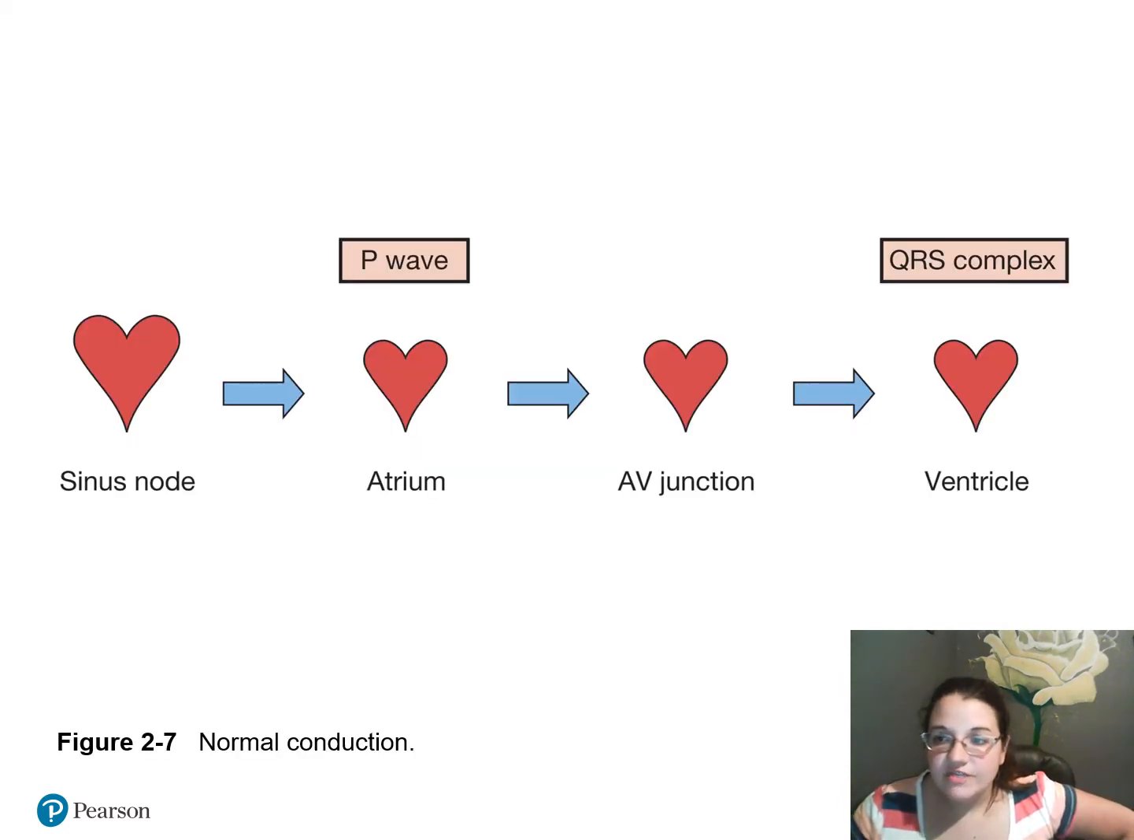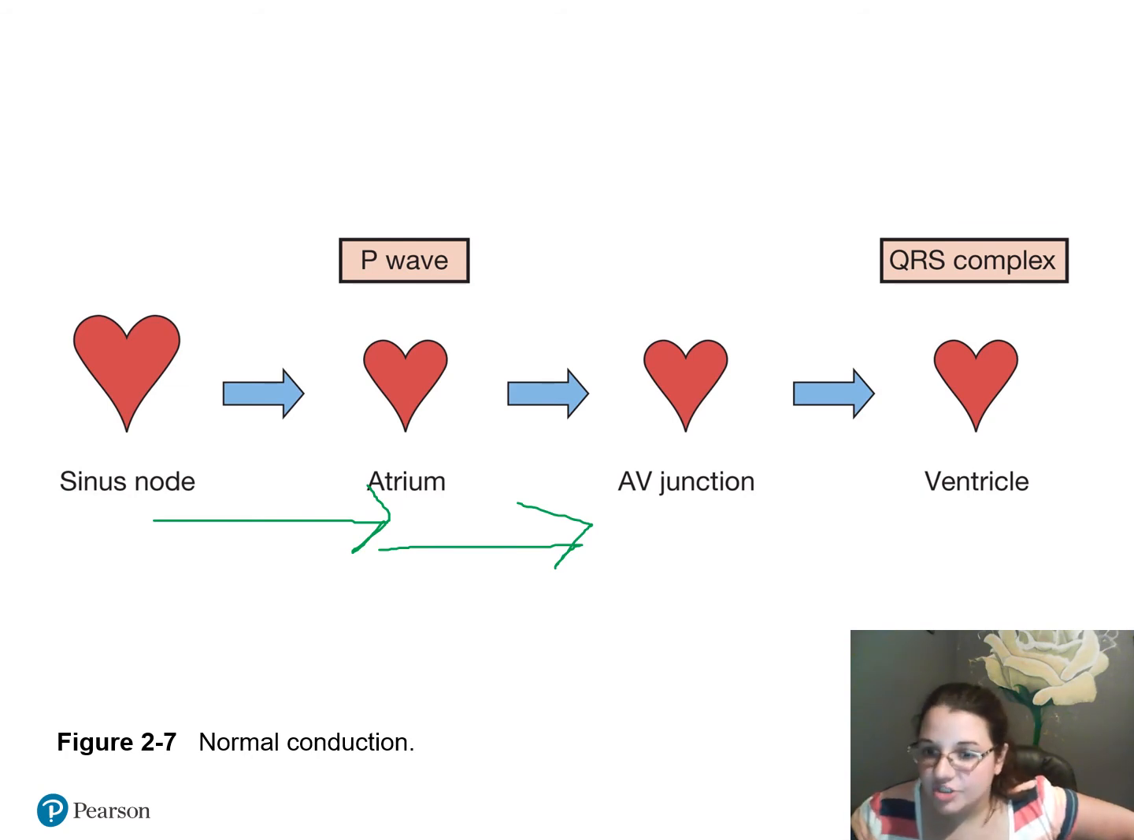This is just going to give you an image of what we just talked about. If you were to put it in simple terms, your sinus node is the original pacemaker of the heart, sends the impulse to my atrium through the interatrial tracts, which then send my impulse through the internodal tracts to my AV junction. My AV junction then sends it to my ventricles.